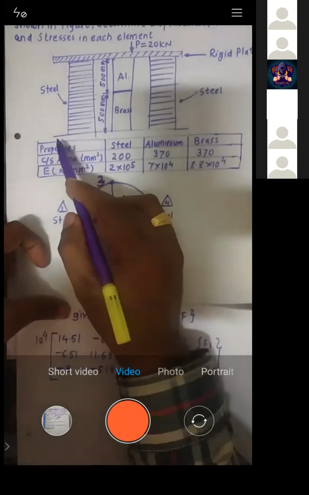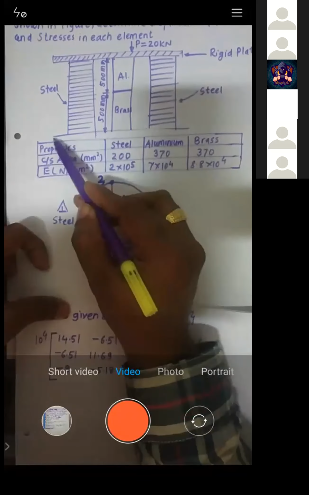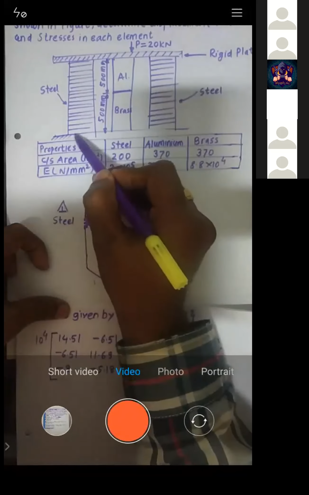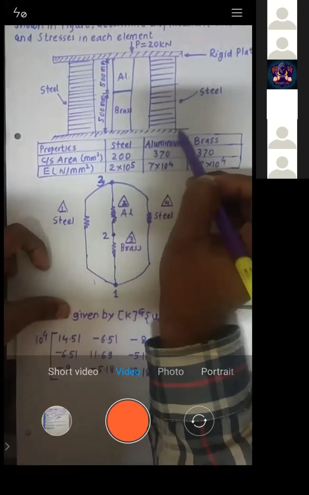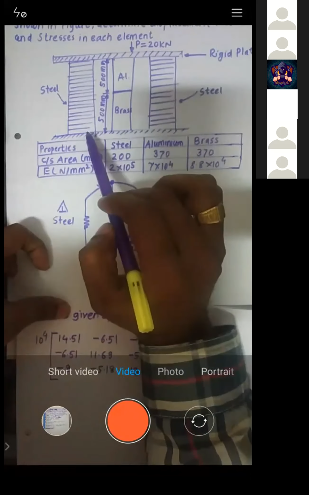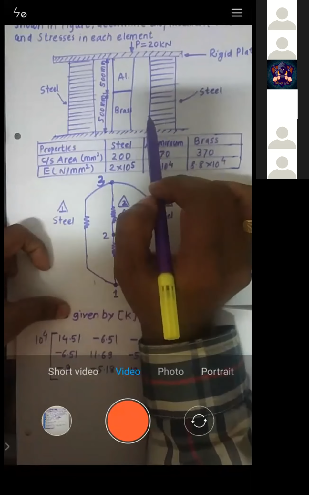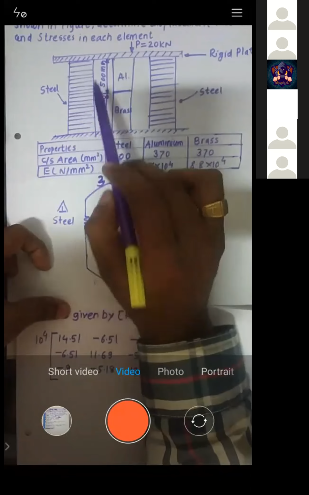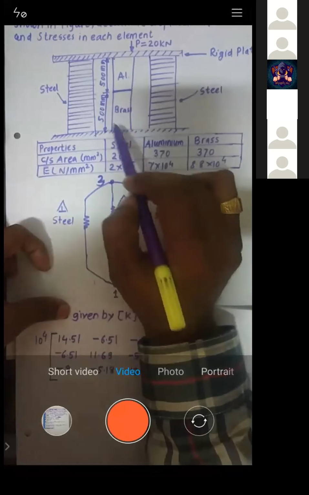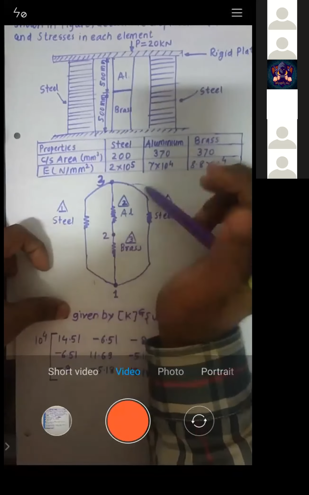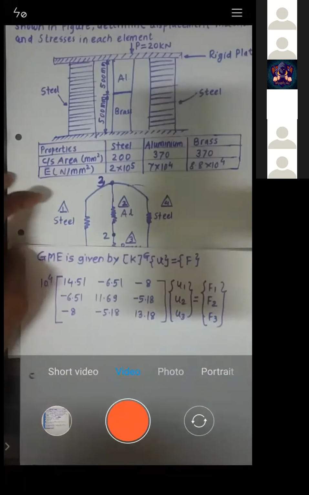See, what you understand from this, this entire structure is fixed to the bottom line. If you want, I will make a diagram like this. This is a steel block, this is an aluminum block, this is a brass block, and this is again a steel block. And on that you have a rigid plate. This steel block is connected to the ground, this brass block is connected to the ground, and this steel block is connected to the ground. That means what?